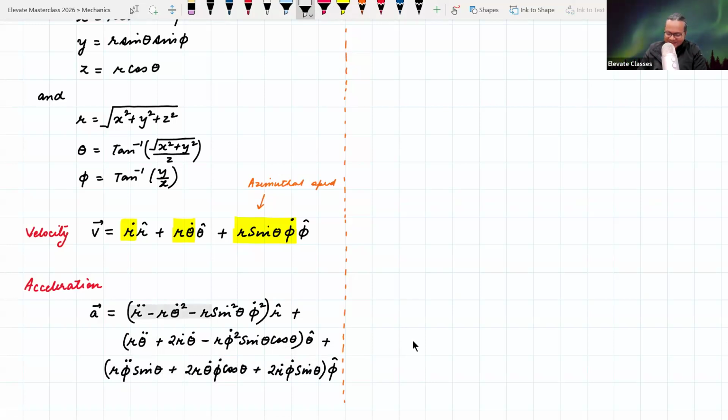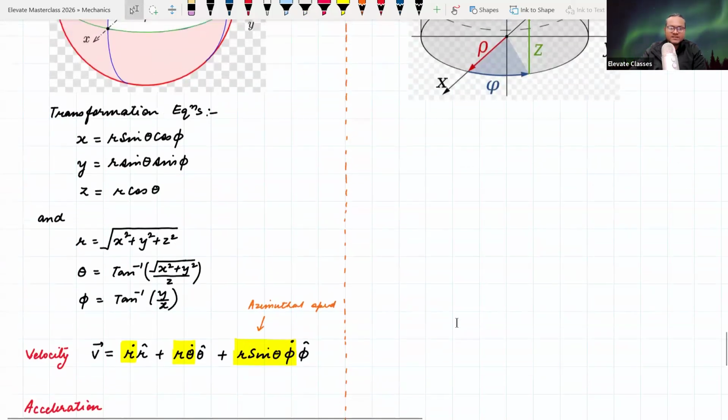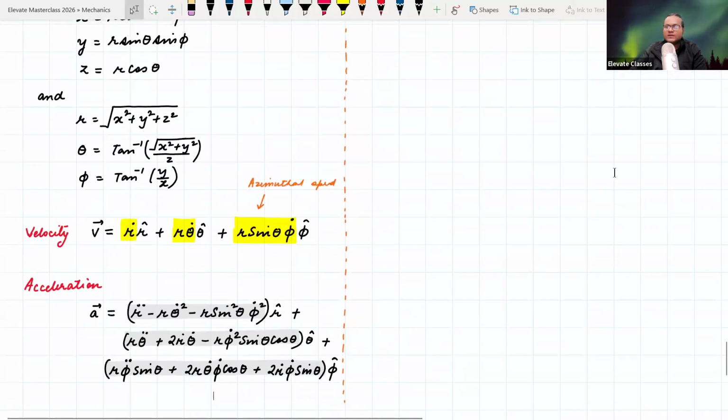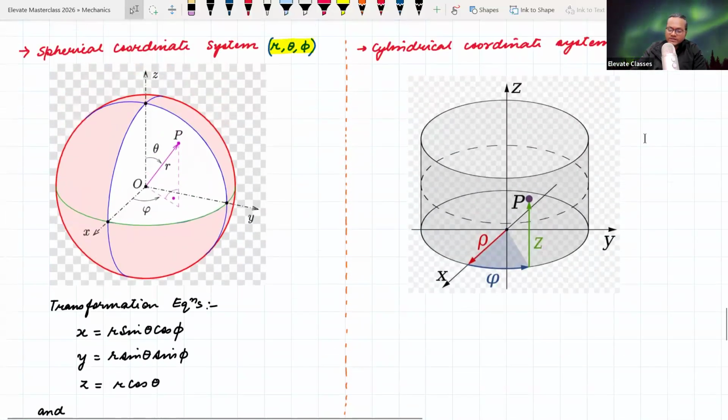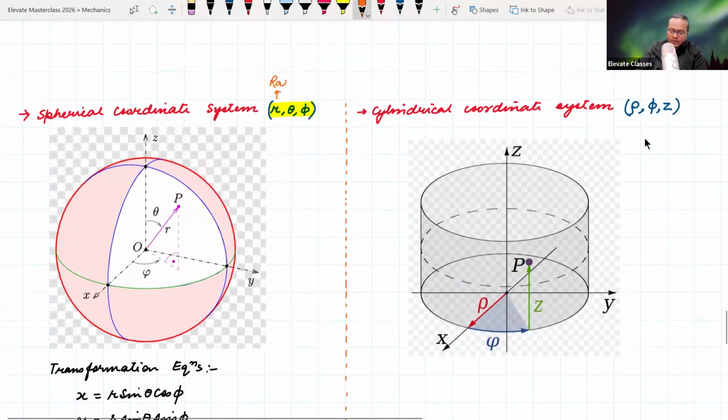Okay, this one is the radial acceleration, this one is the transverse acceleration, and this one, r phi double dot sine theta plus 2r theta dot phi dot cos theta plus 2r dot phi dot sine theta, is the azimuthal acceleration. I am just giving it to you because maybe it might be necessary sometime. All right, but these are the two physical quantities in the 3-dimensional spherical coordinate system. Theta is the polar angle. Yes, that is what I said. So basically this is the radial, polar and azimuthal.